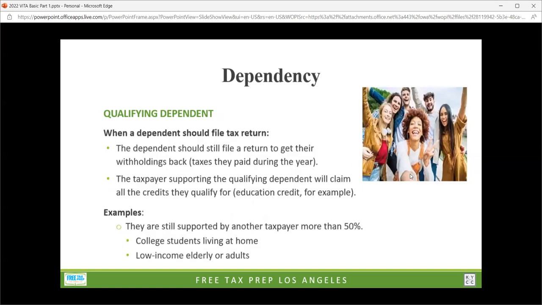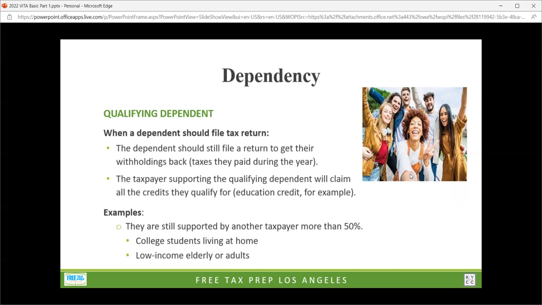Okay, now let's see when a dependent should file a tax return. The dependent should file a tax return to get their withholding back. Sometimes kids or young people get a summer job or a part-time job. Yes, they can do their income taxes at the end of the year, but they're only going to get back the withholdings. They're not going to get any credit or anything extra. They only receive their withholdings back.